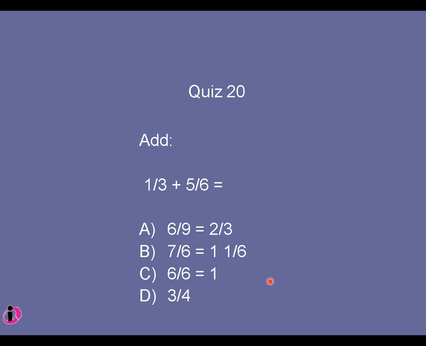How about this one? Can you try to add and see? Right answer is B, right? So B is given as both, as a mixed improper fraction and mixed number.